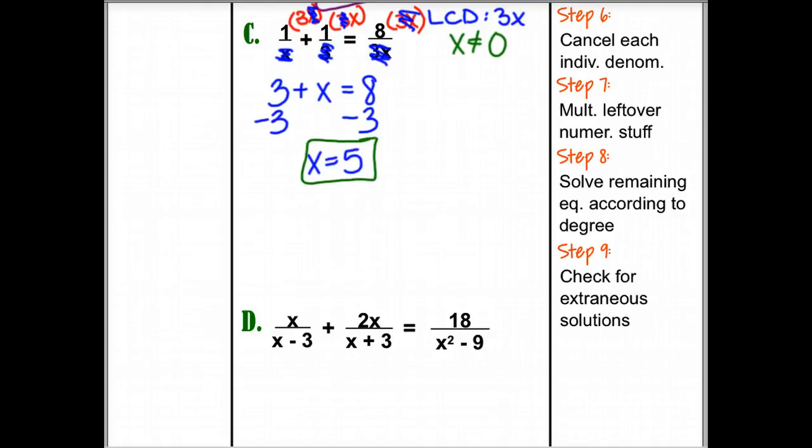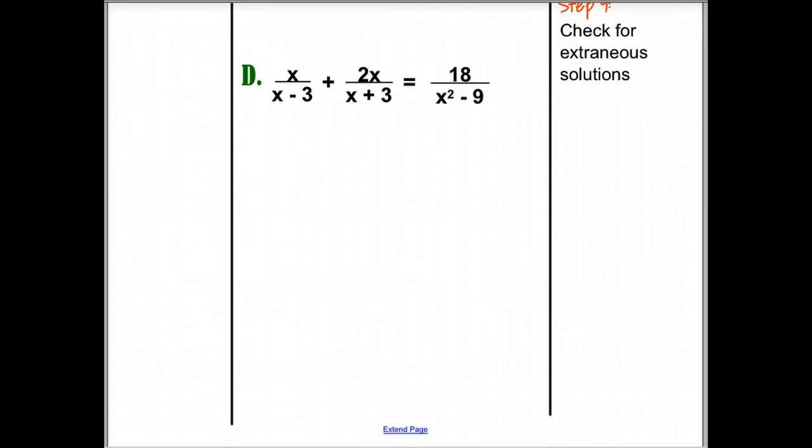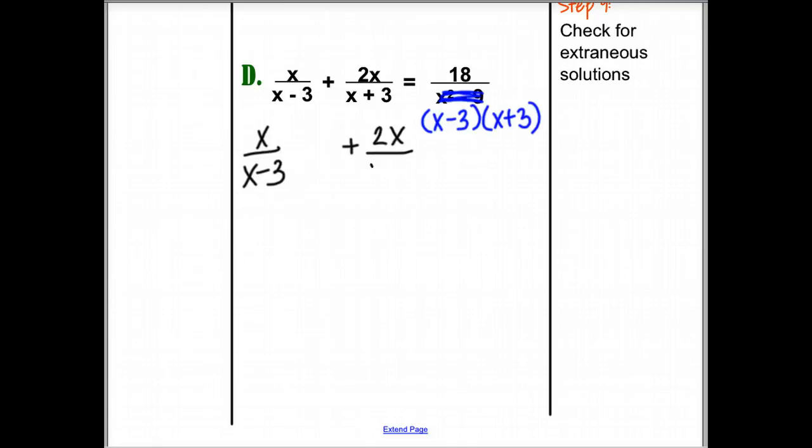Finally, a little bit more difficult of a problem. First thing we need to do is factor. And I see that x squared minus 9 factors to x minus 3 times x plus 3. And when I do that, I'm going to cross this off so I don't get confused. I see that I have x plus 3 and x minus 3 in every single denominator that we need for a common denominator. So what I'm going to do is I'm first going to write x over x minus 3, and we'll leave some space in between these. 2x over x plus 3, and that is equal to 18 over x plus 3, x minus 3.